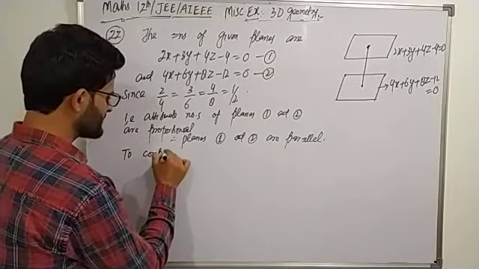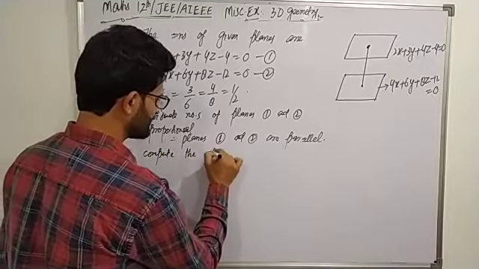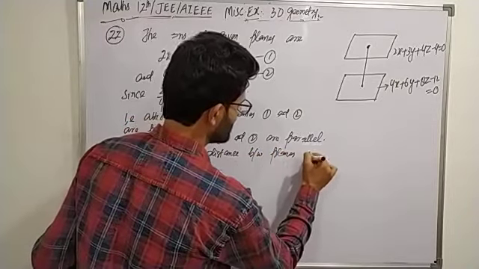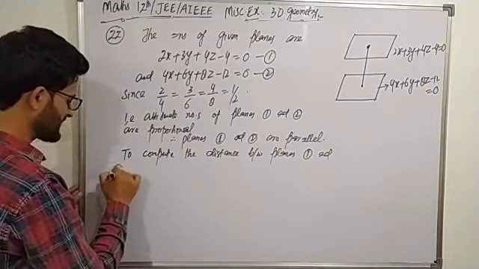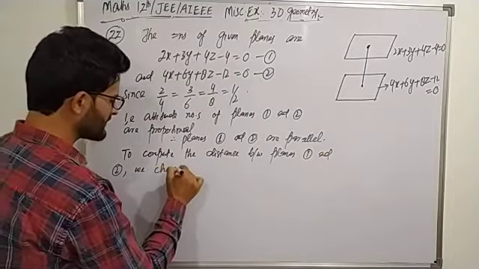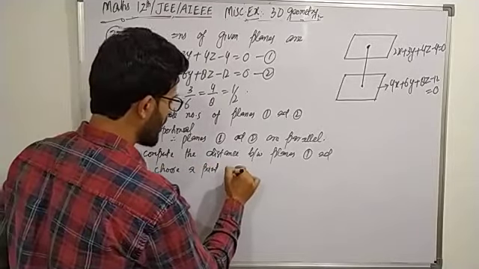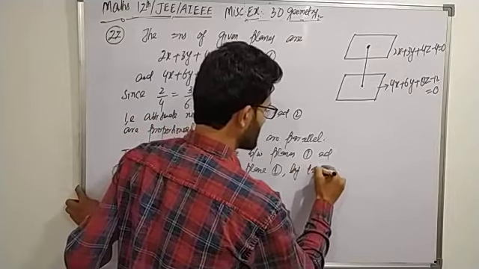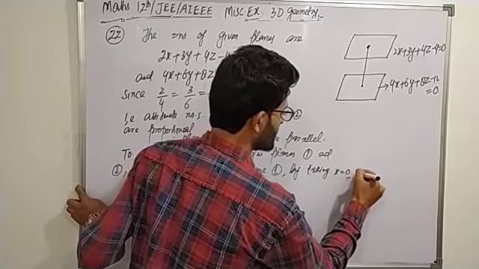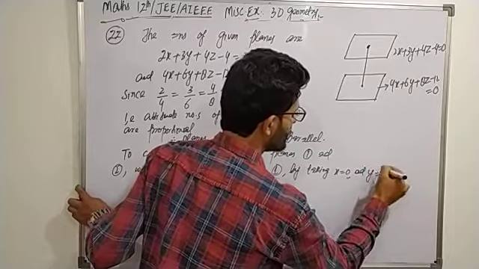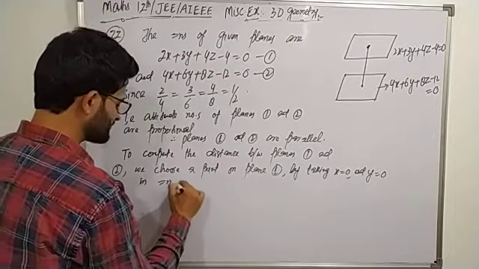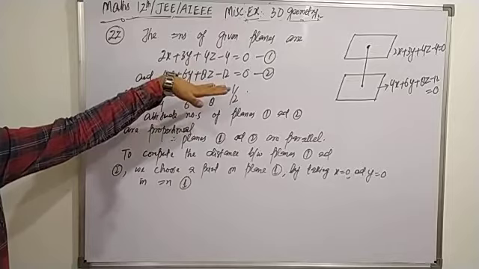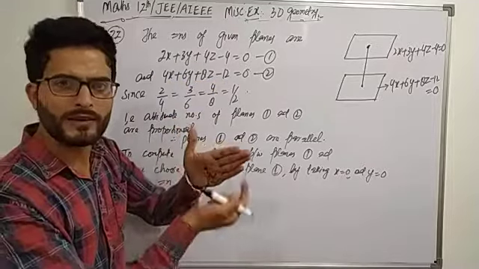To compute the distance between planes first and second, we choose a point on plane first by taking x is equal to 0 and y is equal to 0 in equation first. तो इक्वेशन फर्स्ट में x इक्वल टू 0 और y इक्वल टू 0 ले लो तो z का कोई कोऑर्डिनेट मिलेगा, मींस हमें एक पॉइंट मिलेगा ऑन प्लेन फर्स्ट.